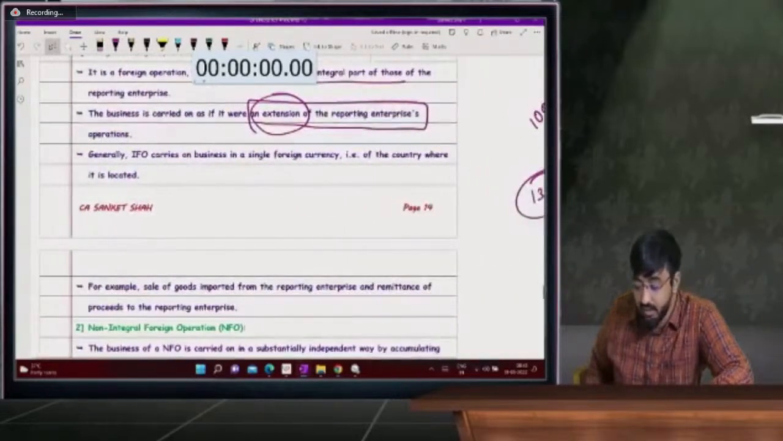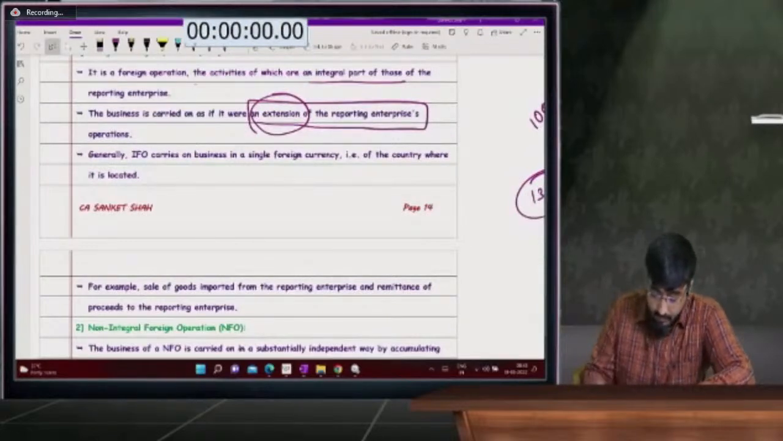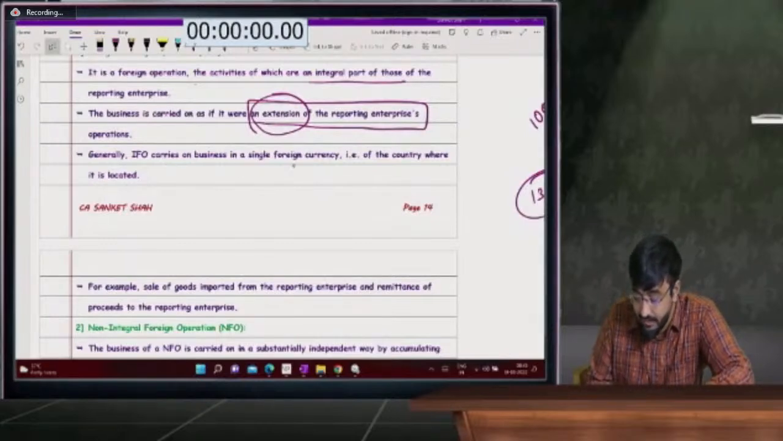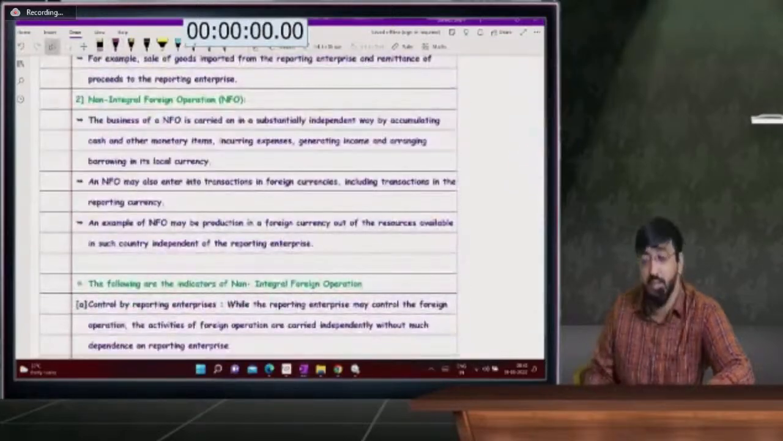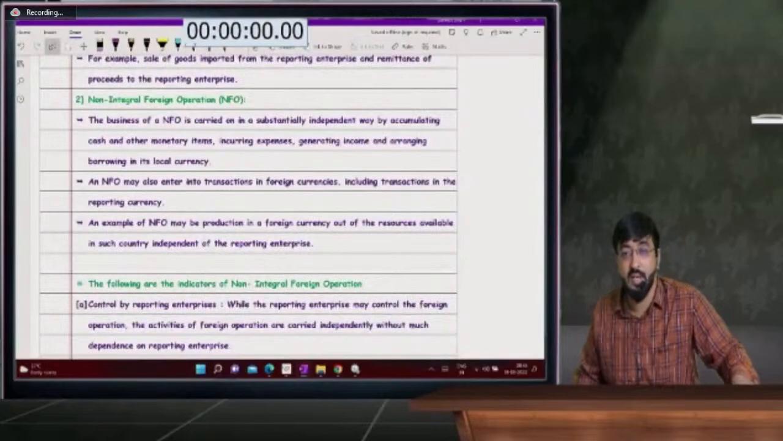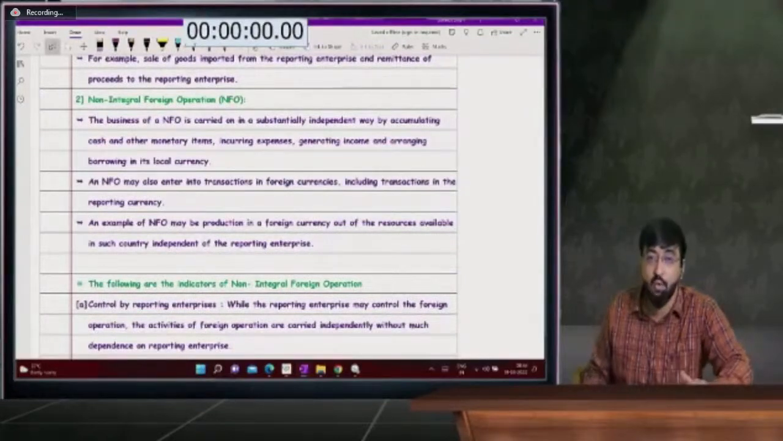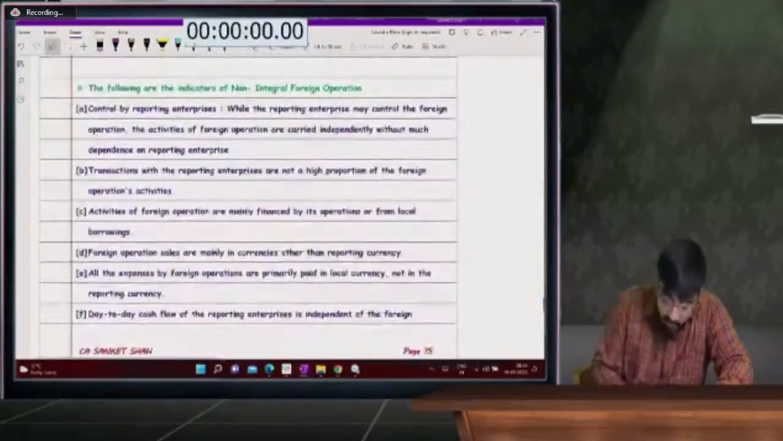This is an extension of a reporting enterprise. Generally, IFO, integral foreign operation, carries a business on a single foreign currency, that is country where it is located. Okay. Non-integral operations. So beta, in simple language, it is independent. Now, how to find out it is dependent or independent? Beta, this is 4 marks question.